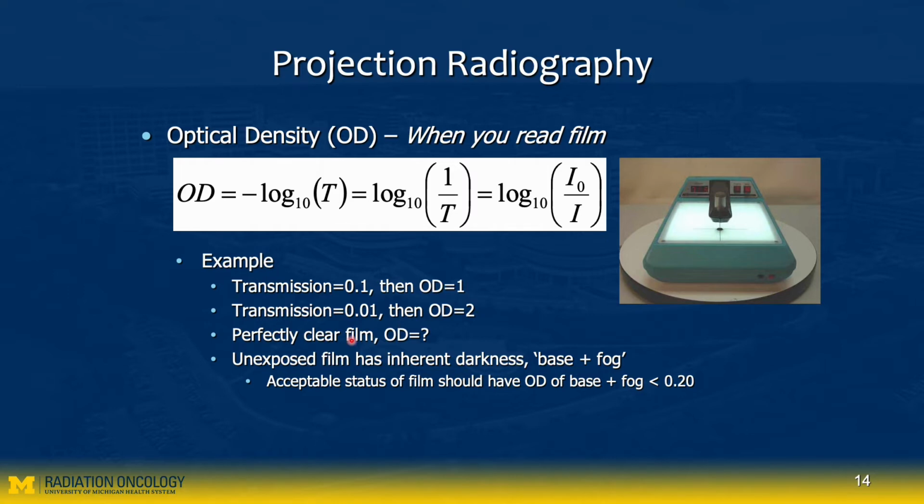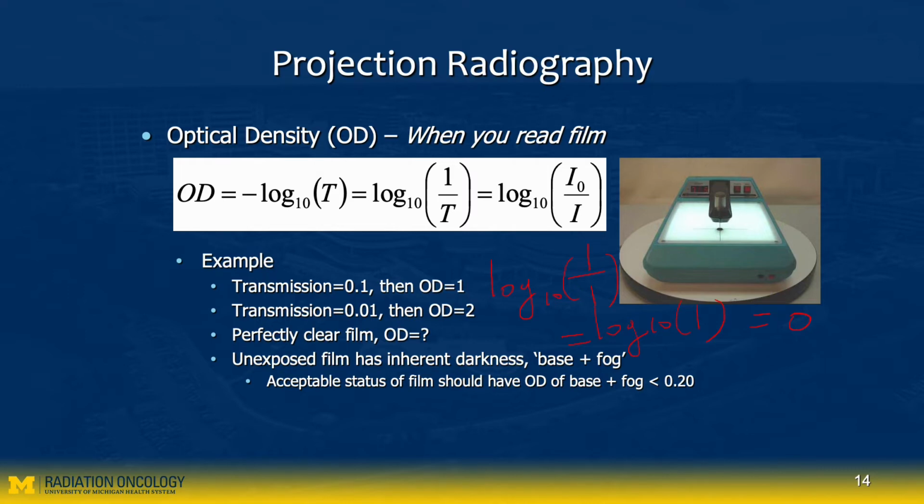So what if the film is perfectly clear and there's no radiation, then what would your optical density be? Perfectly clear film means your transmission will be 100%. So that is 1, right? So what is log of 1 over 1? That is log of 1, which is 0. So your optical density will be 0 if it's perfectly clear film.